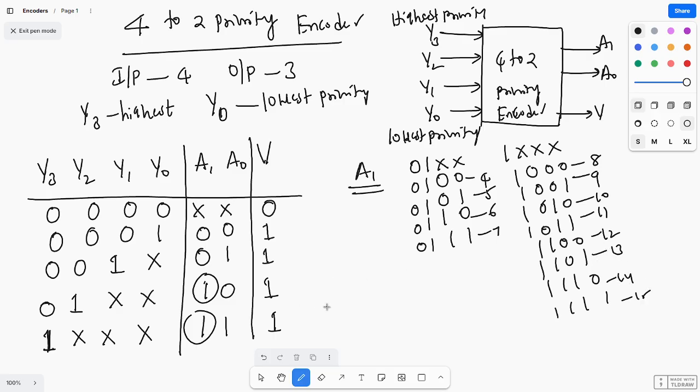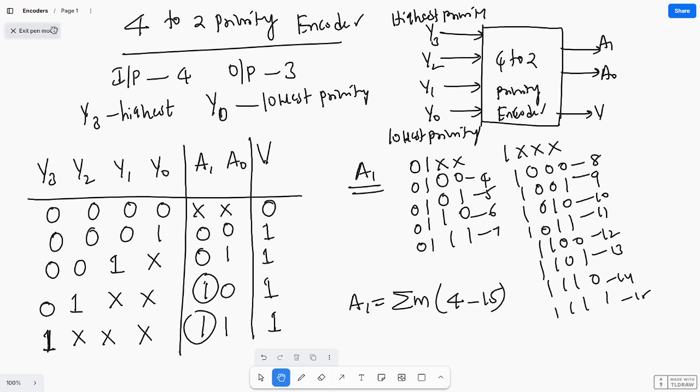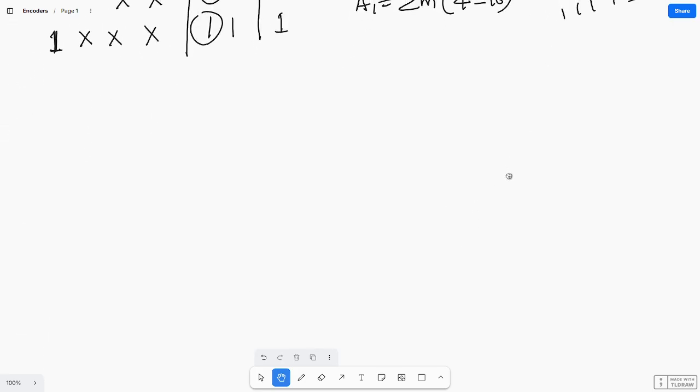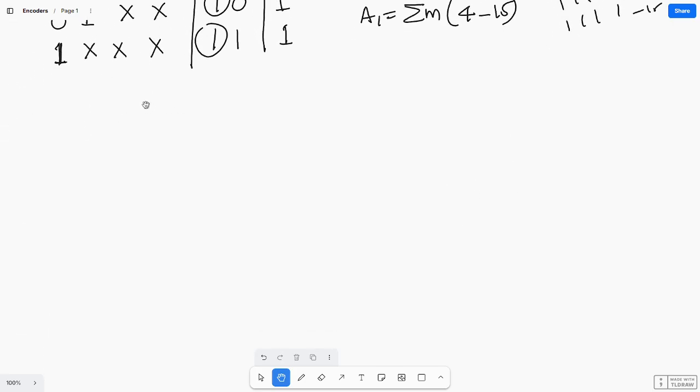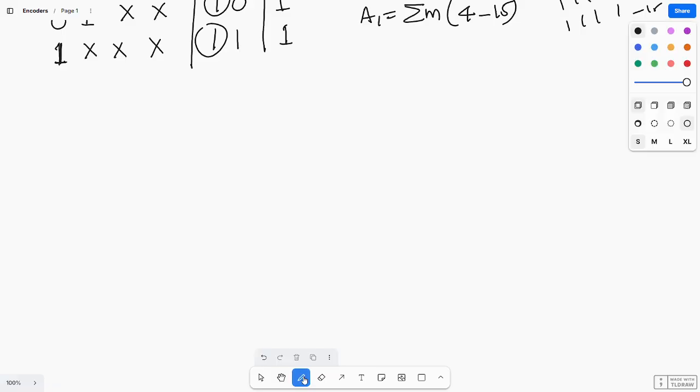So here a1 equals summation of m of 4 to 15. If you draw the K-map for a1, how many variables is this K-map? I need to draw a 4 variable K-map.